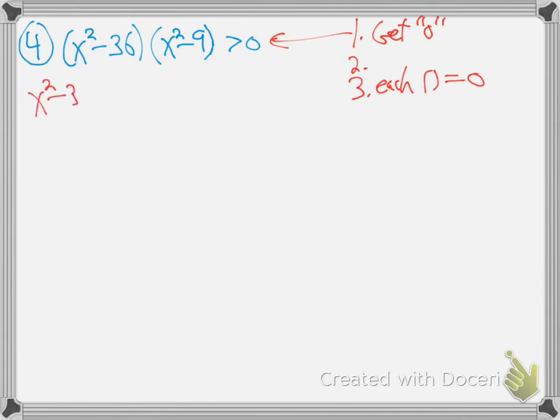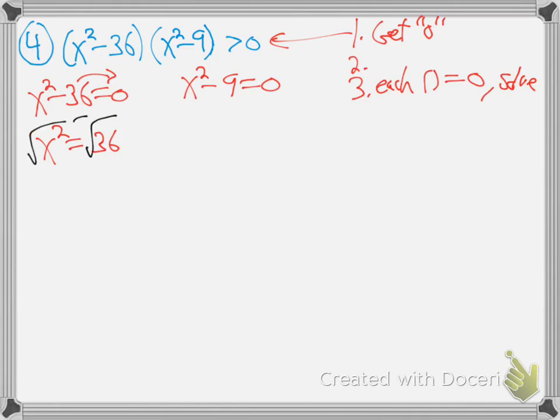So I can take x squared minus 36 equals 0, and I can take x squared minus 9 equals 0, and solve. Now, how do you solve an x squared equation? You've got to move that over. You guys know how to do it. And then what do we do to turn that into regular x? We root it.